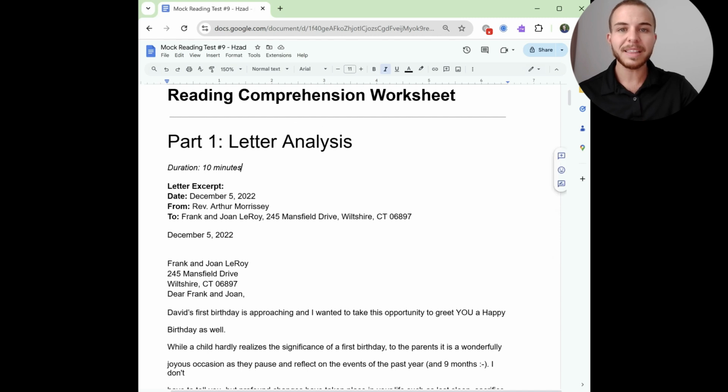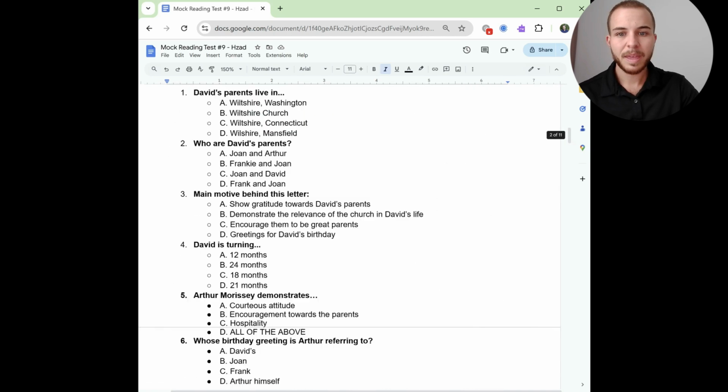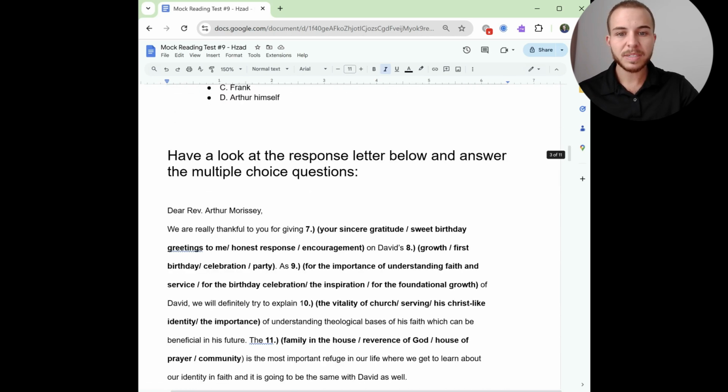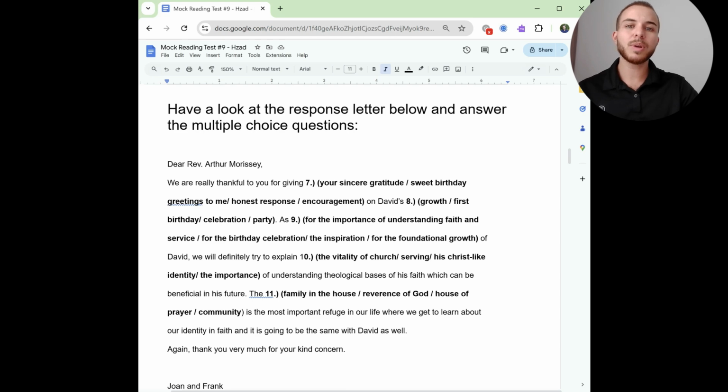The first part is a letter analysis. This should take about 10 minutes, so we have to move quickly. There are some questions here, as well as a second part where you look at the response letter and choose the correct sentences.